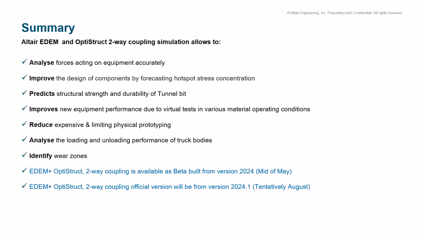In summary, EDEM plus OptiStruct two-way coupling simulation allows us to analyze the forces acting on equipment accurately, and it improves the design of components by forecasting hotspot stress regions, which can predict structural strength and durability of the equipment. It also improves the performance of equipment through virtual tests under different materials. I solved one material condition; you can perform different material conditions and get different performance under them. So these are some of the advantages we get.